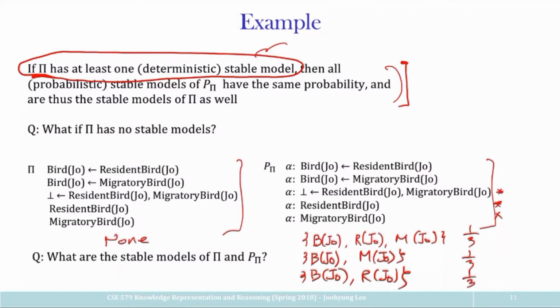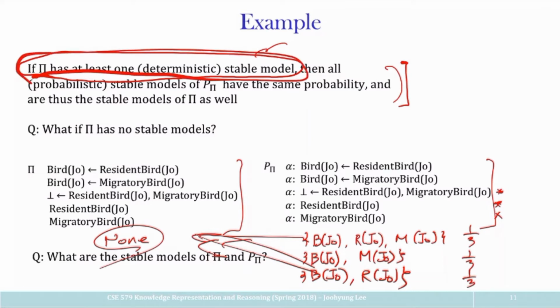That's one of the slides that we had before. So these are the probabilistic stable models, but they do not correspond to the original program, because there is no stable model there. So this condition is actually critical for the correctness of this statement. Are we together? Okay, good.